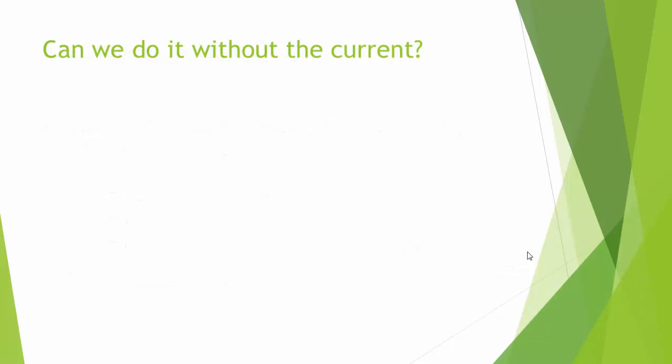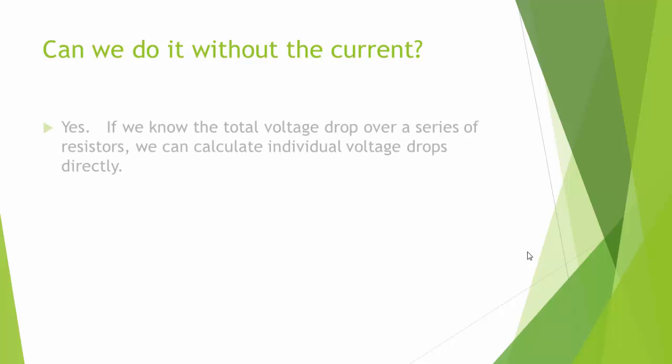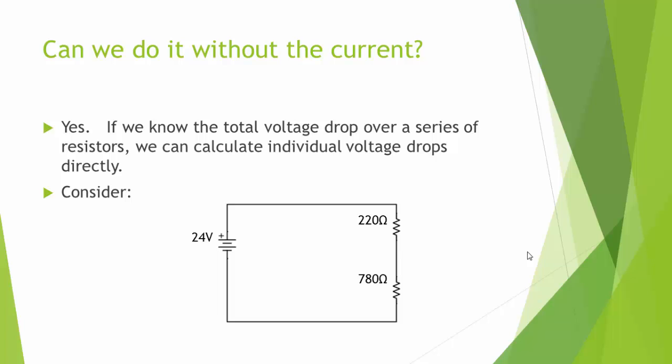So you might ask yourself, can we do this without the current? Do we need to know the current in order to be able to figure these things out? And the answer is no, we don't need to know the current. Let's consider this case here. We have a 24 volt power supply. We have two resistors in series. We could calculate the current and use V equals IR to figure out the voltage drop for each one of these. But in fact, we don't need to.